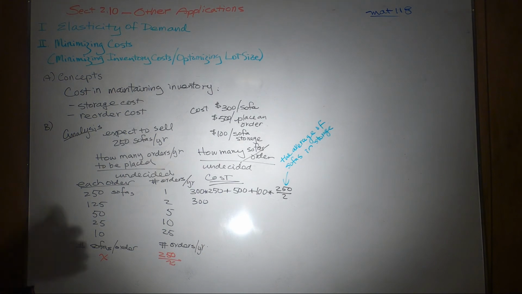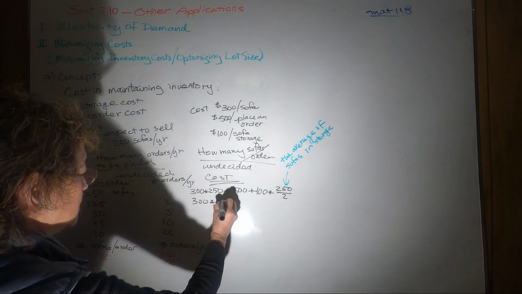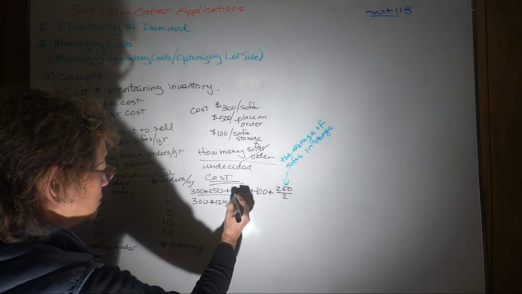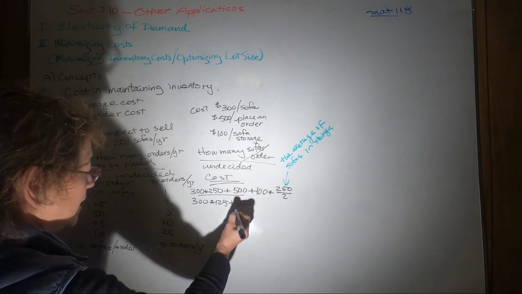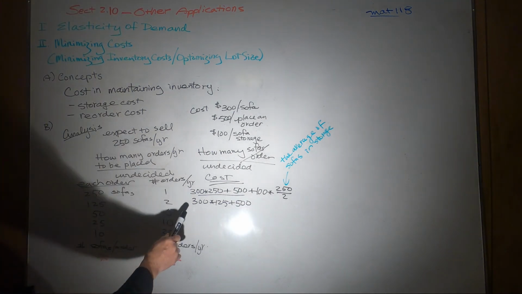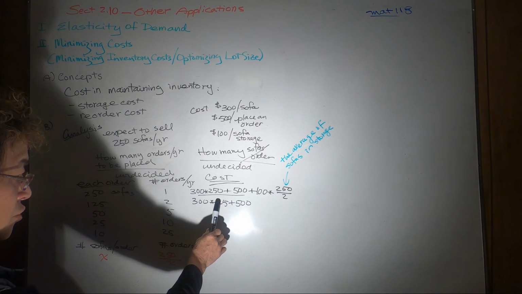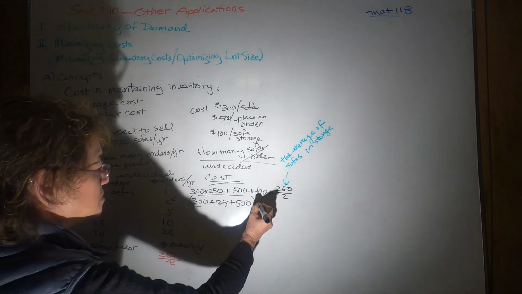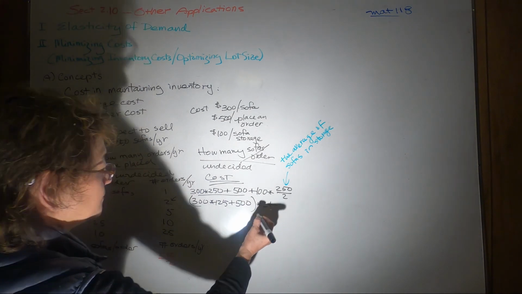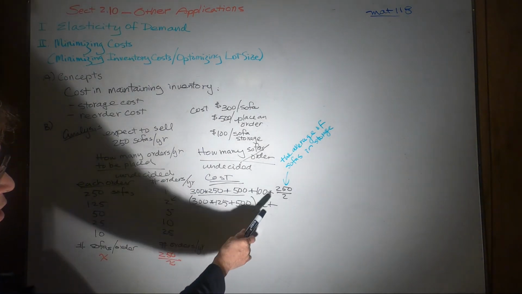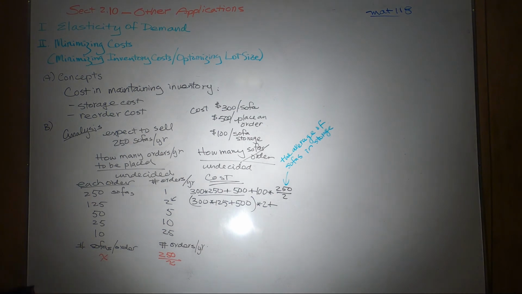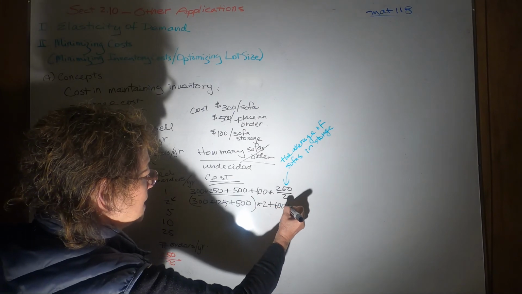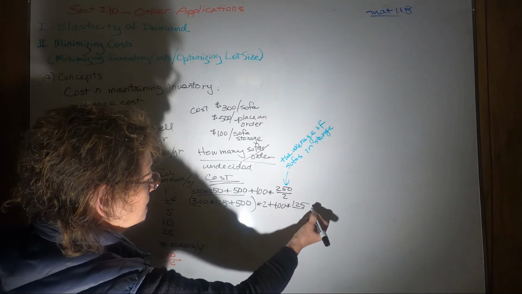$300, right? Times 125 each time you order. But you need to have what? Order fee, $500, right? So each time it will cost you so much to order, but you ordered how many times? Twice. So you times 2, right? Plus storage cost.